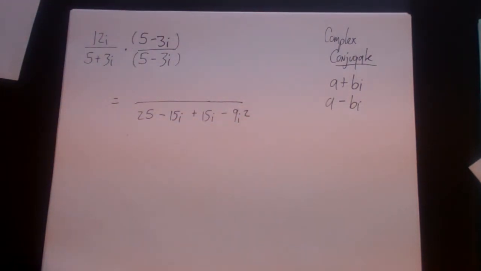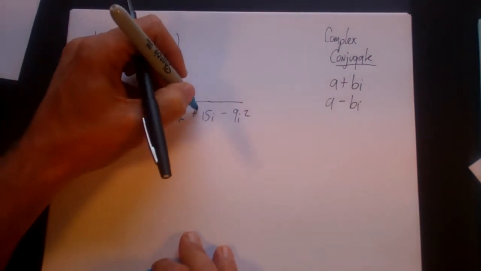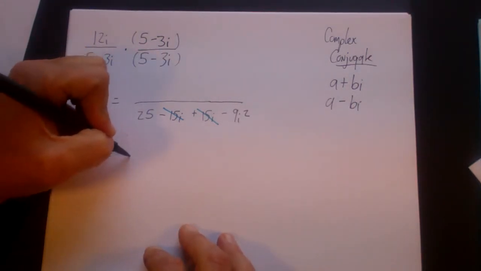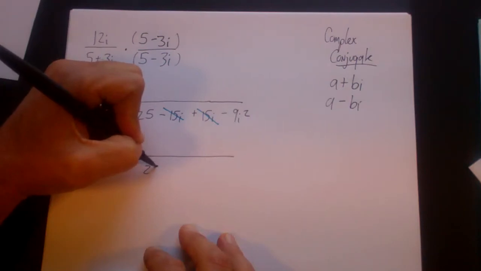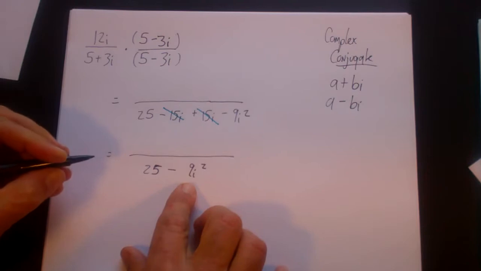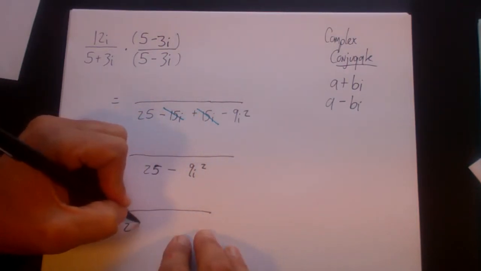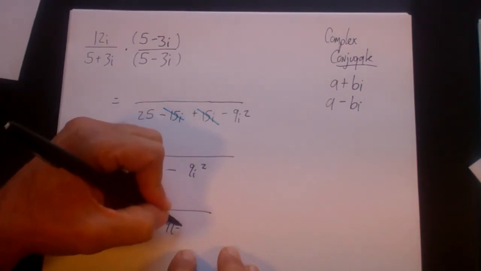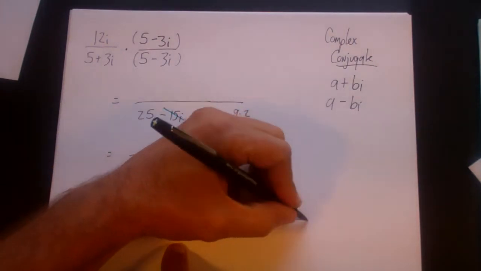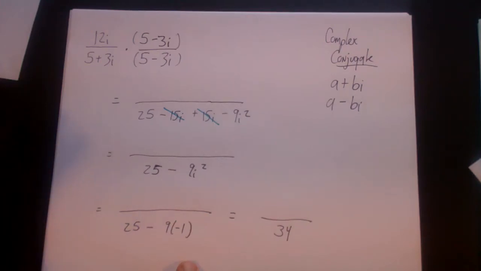I can immediately simplify the i squared, but I actually do something else first. Here we have a negative 15i and a 15i. They're like terms, so they cancel. So I get 25 minus 9i squared. But i squared is simply minus 1. So that's 25 minus 9 times minus 1, or 25 plus 9, and 25 plus 9 is 34. I'm done with the denominator.